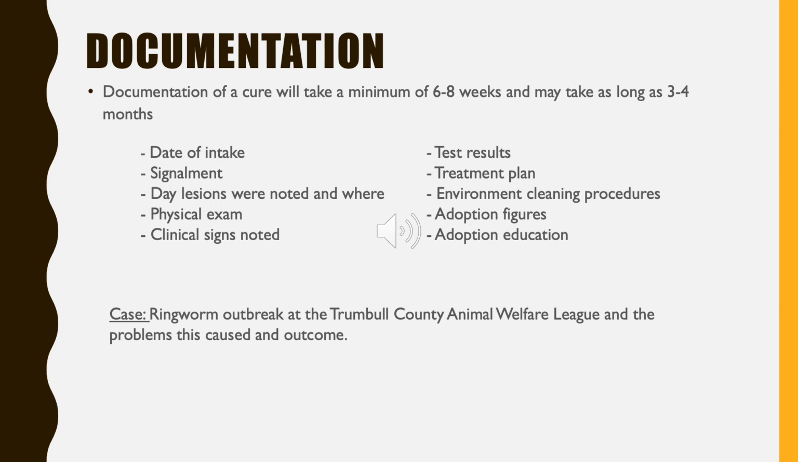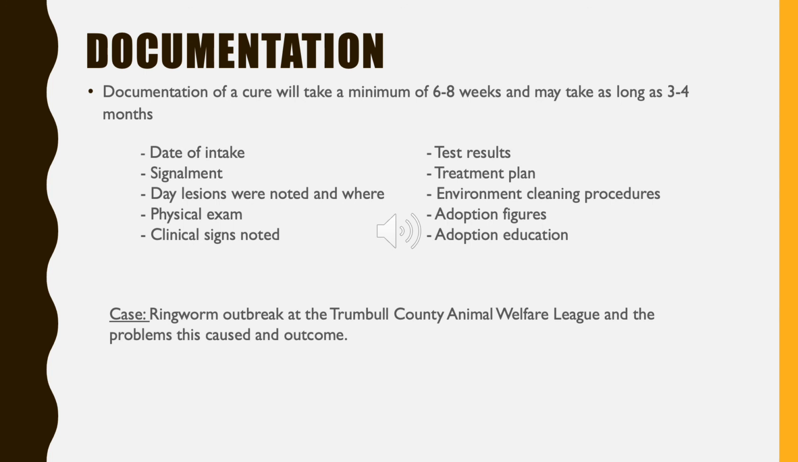Number 2, signalment. Species, breed, age, and sex. Also, long or short hair, as the type of hair coat can determine if treatment is possible in the given shelter. Number 3, day lesions were noted and where. When were these lesions noted and where were they seen? Number 4, physical exam given upon noting the lesions. Number 5, clinical signs noted.